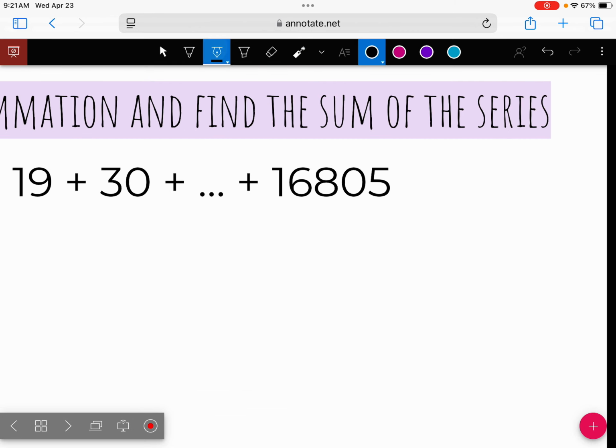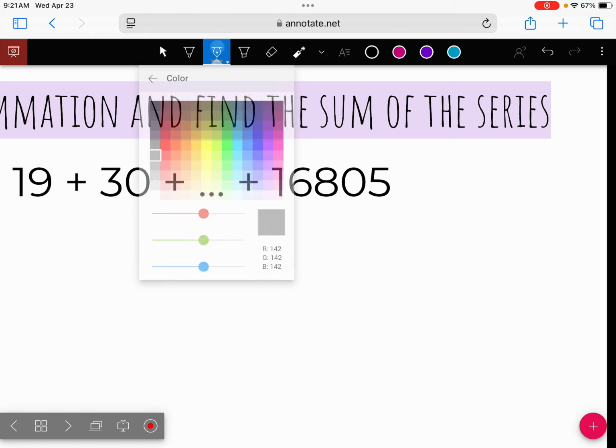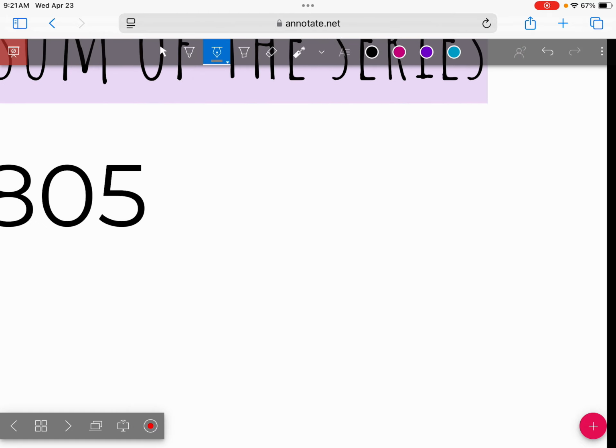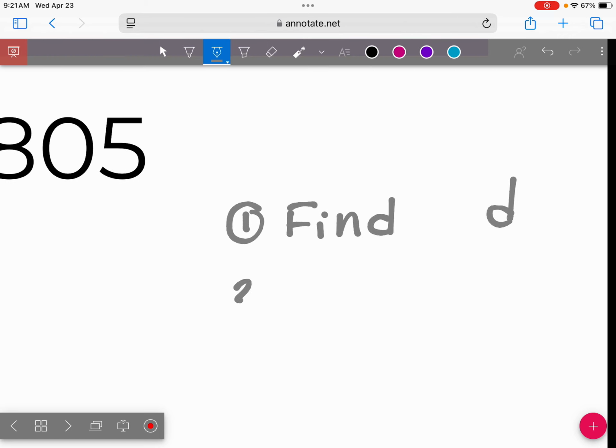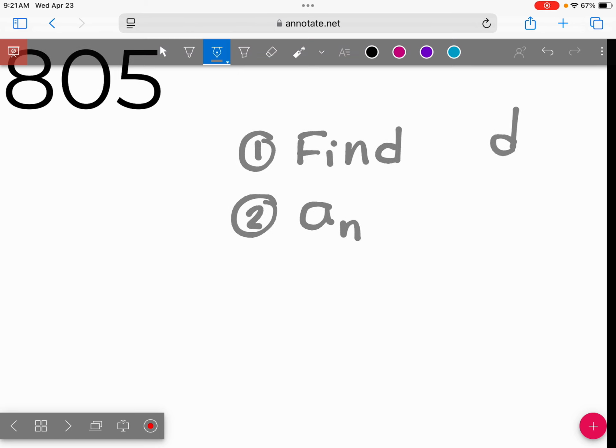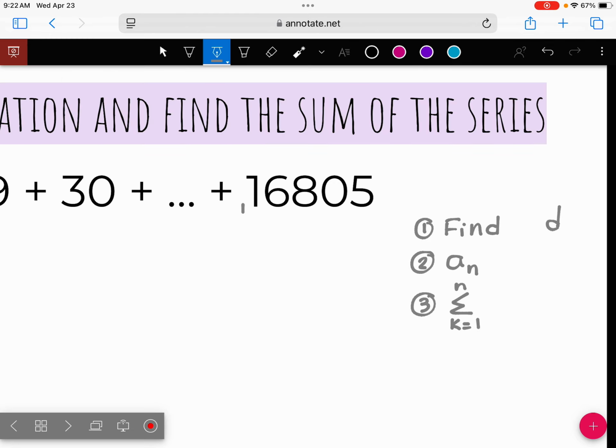So our steps we need to do, I'm going to give us like a checklist of things to do. We need to find, hang on a second, our common difference. We're going to get an equation for a sub n so that we can write our sum. That's what we're looking for. We're trying to get like our sigma sum from k equals 1 to n, whatever our n is going to be. We also need to know what number this is in here. We don't know.